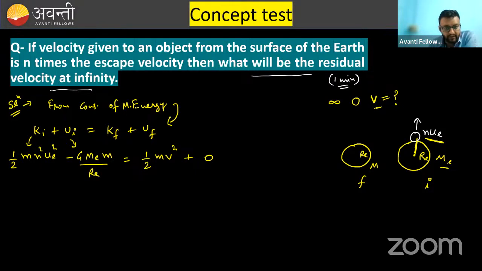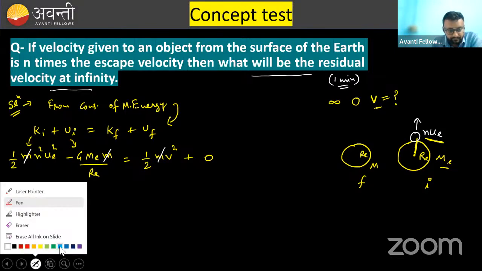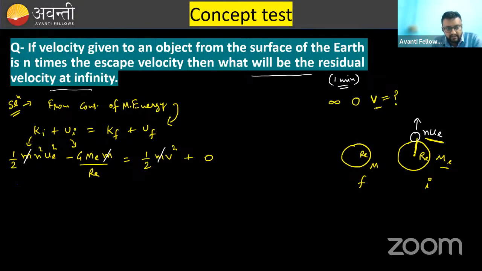Now you just need to simplify. What can I see here? That we can cancel small m, small m, small m, and small m. It can be cancelled out. What's remaining? The remaining thing is n square. What is UE? You have learned UE as root of 2GME by RE in the previous slide. I think you have learned now that UE is what?